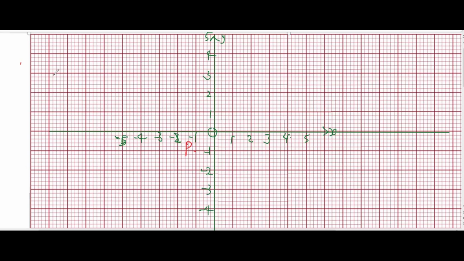Then Q is 1, -1, that means we have Q here. R is 1, 1, when X is 1 and Y is 1. So that is this place. And S is -1, 1, when X is -1 and Y is 1. That is point S. So pick a ruler and we join the 4 points, the 4 coordinates together.